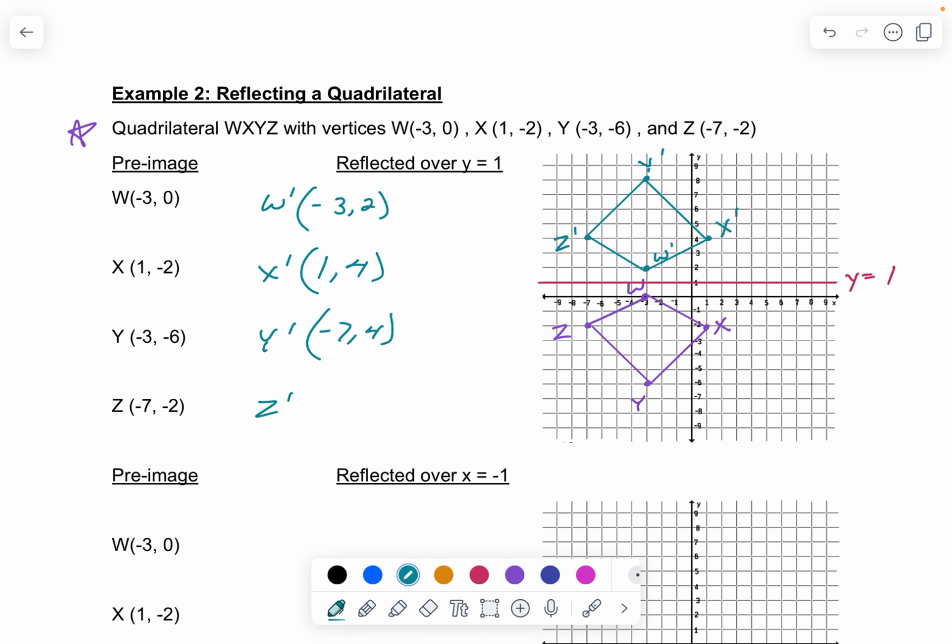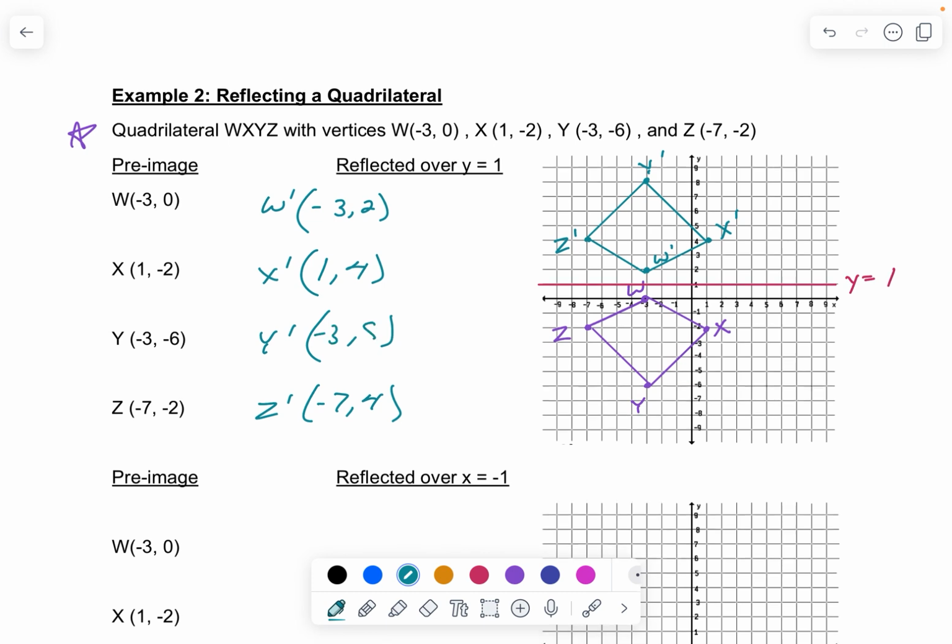And then Z prime, oops, that was Z prime. Z prime was -7, 4. And Y prime is at -3, 8. There we go.